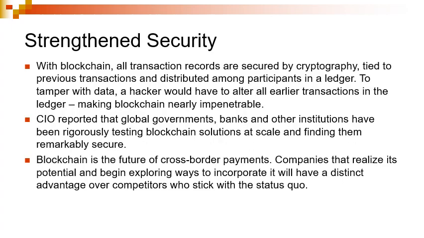Then strengthened security. Blockchain has more advanced security mechanisms. It uses cryptography algorithms. Also, it uses the hash values. It is very difficult to tamper the ledgers. Once the transaction is recorded in the ledger, we cannot alter the ledger. We cannot change the blocks. So with blockchain, all transaction records are secured by cryptography, are tied to previous transactions and distributed among participants in a ledger. To tamper with the data, a hacker would have to alter all earlier transactions in the ledger.